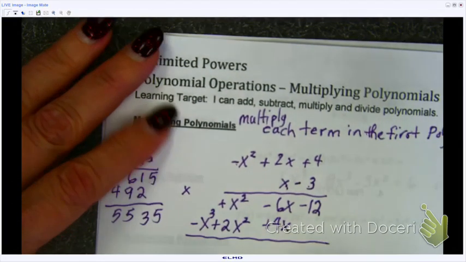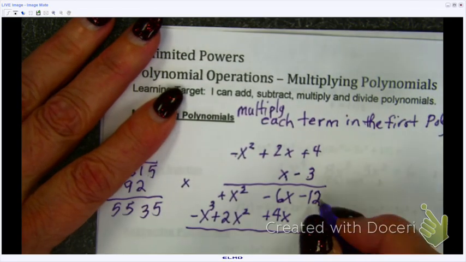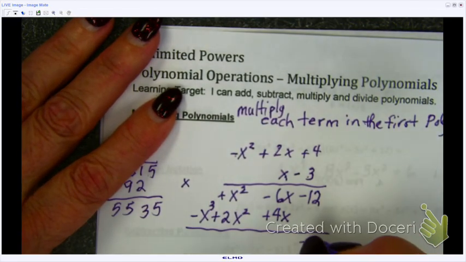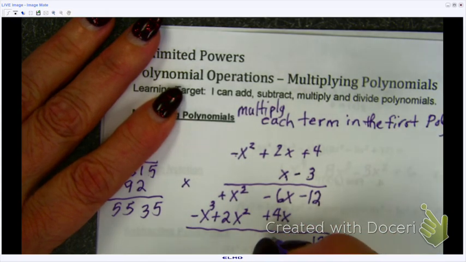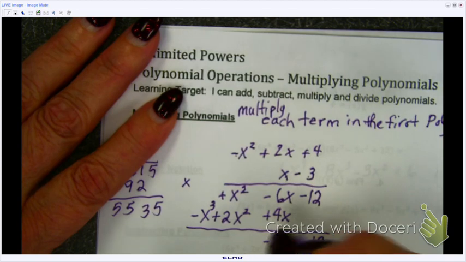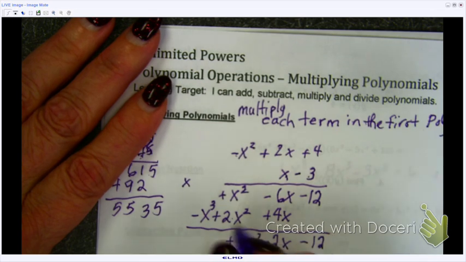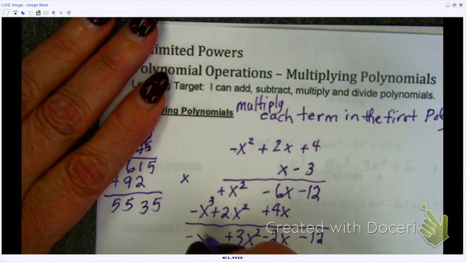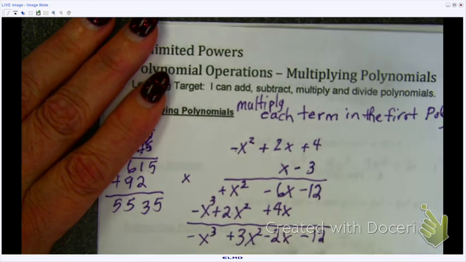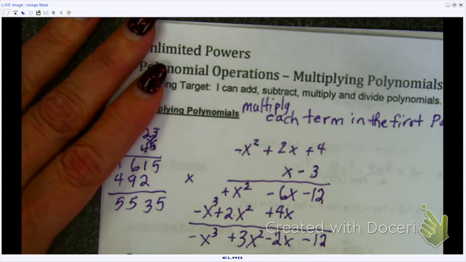Now, as long as you've written it down in straight columns, you just combine like terms. -12 is here. -6 plus 4x is -2x. X squared plus 2x squared is 3x squared. And -x cubed plus nothing is -x cubed. This is your answer, and this is the way you are least likely to make mistakes.